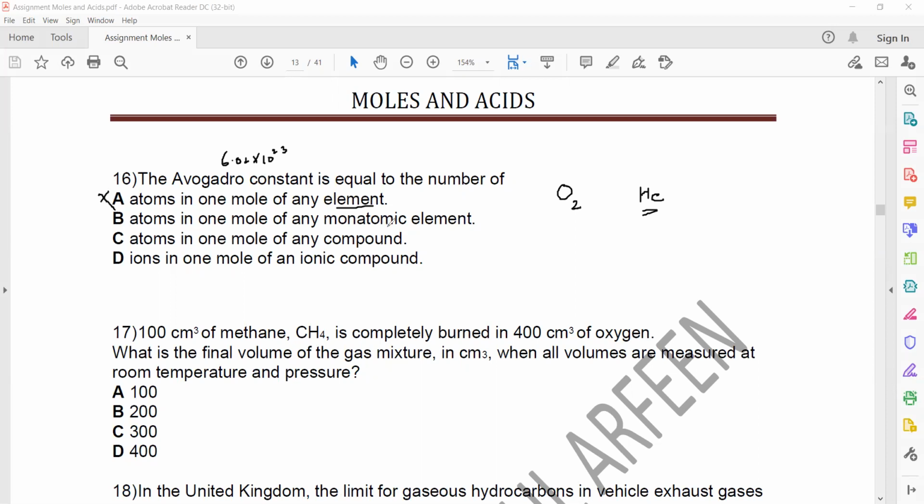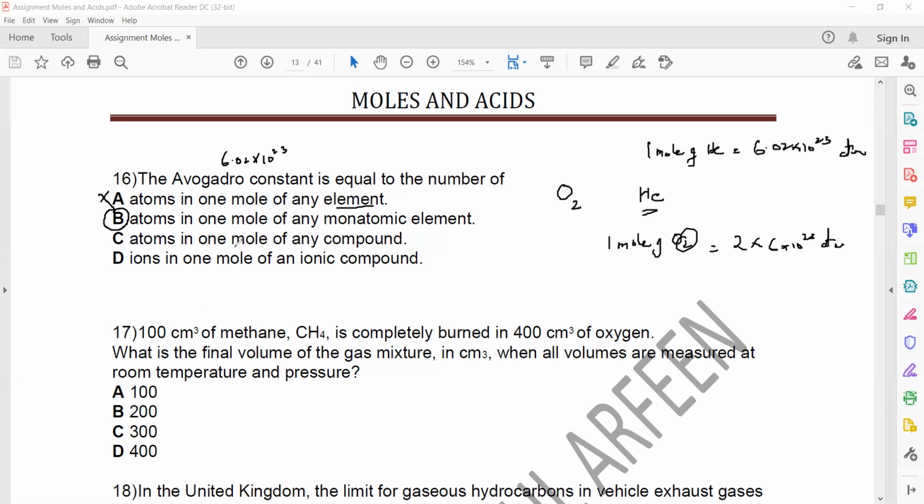What about B? Atoms in 1 mole of monoatomic. That's true because the number of atoms which are present in 1 mole of monoatomic, like if I say I have 1 mole of helium, it will have 6.02 into 10 power 23 atoms. But about oxygen, if I say I have 1 mole of oxygen, it will have 2 times 6.02 into 10 power 23 atoms. It will have the same number of molecules, but the atoms will be twice, as one molecule contains 2 atoms. That's why B is the right answer.